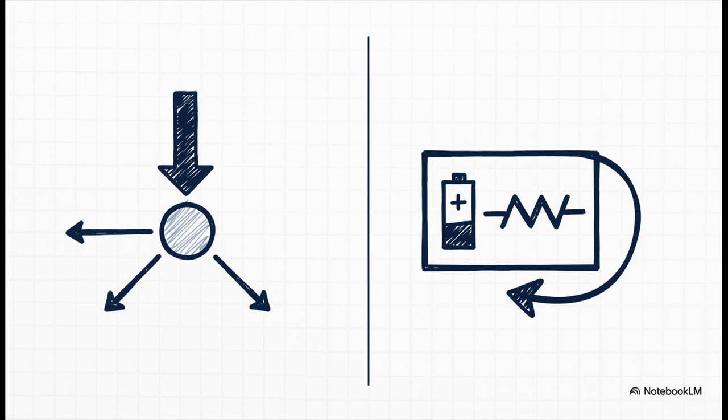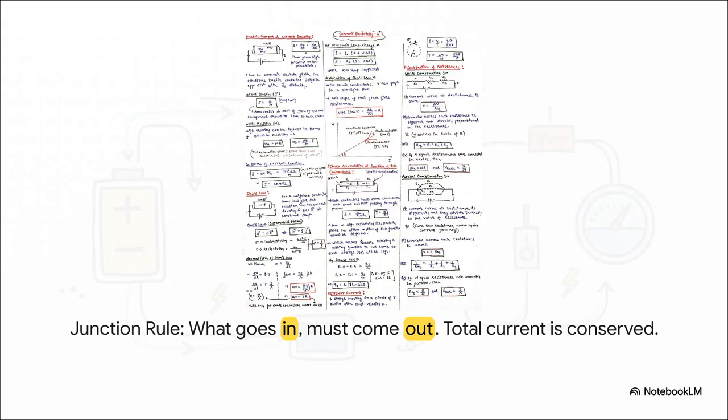And with just these two, the junction rule and the loop rule, you can figure out what's happening in literally any circuit. Rule number one is the junction rule, and honestly, it's just pure common sense. All it says is that whenever wires meet at an intersection, a junction, the total amount of current flowing in has to be exactly equal to the total amount flowing out. You can't lose any charge, and you can't create it from nothing. It's just like our pipes again. Whatever water flows into an intersection has to flow back out.